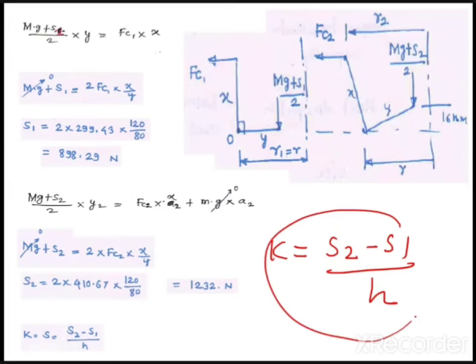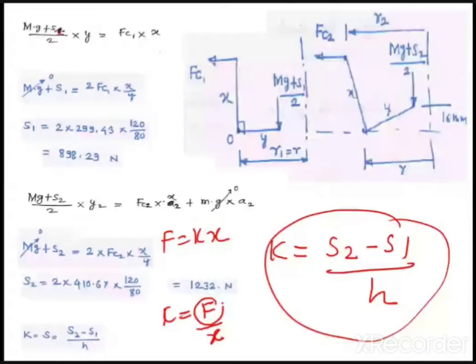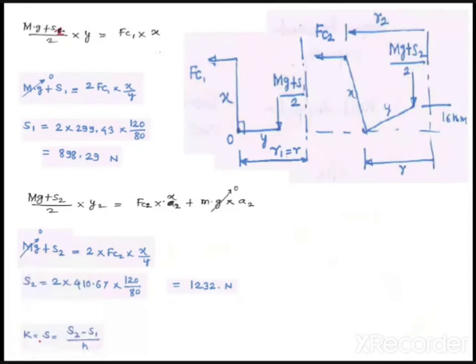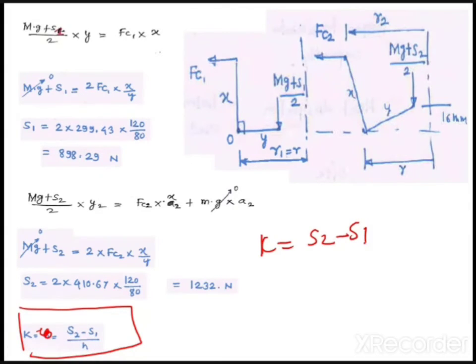I have already told you how the formula came, because we know that F is equal to K into X, right? Spring force F is equal to K into X. So K is equal to F upon X, where F is force and X is deflection. And F is S2 minus S1. So remember this formula, K is equal to S2 minus S1 upon H. I will write it here: K is equal to S2 minus S1 upon H.